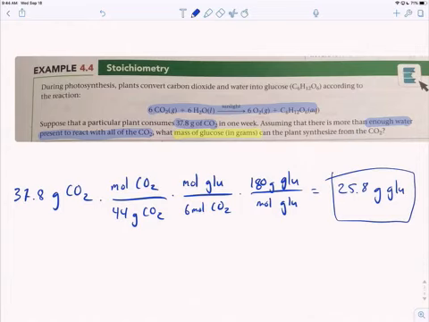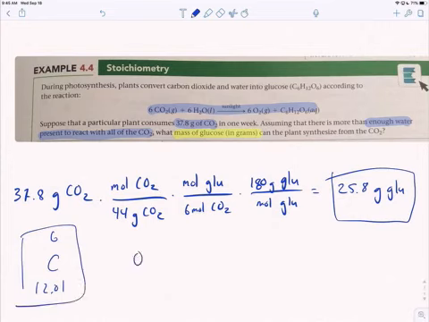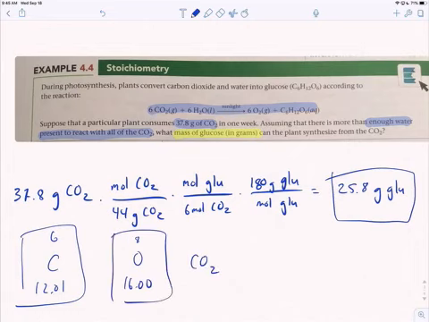Questions with this? Yes? For CO2, I don't have a periodic table handy. Carbon is 6, 12.01 on the periodic table. Oxygen is 8, 16.00. And for CO2, it's going to be 1 times 12.01 plus 2 times 16.00, and this equals 44.01. I just didn't use the 44.01. Other questions?